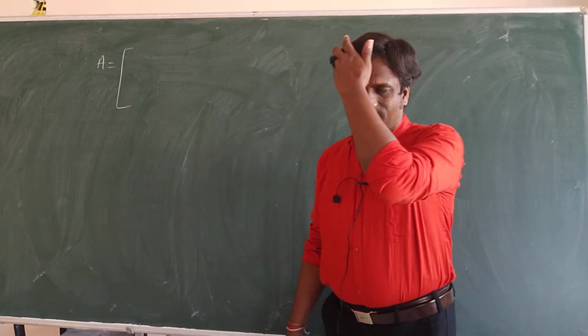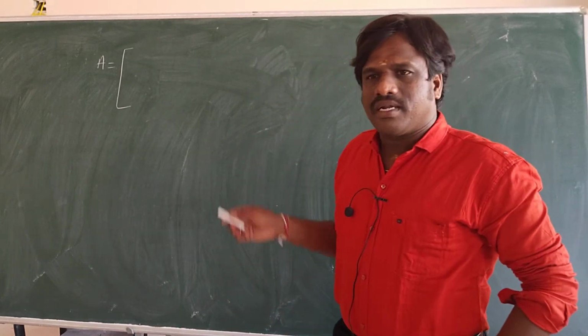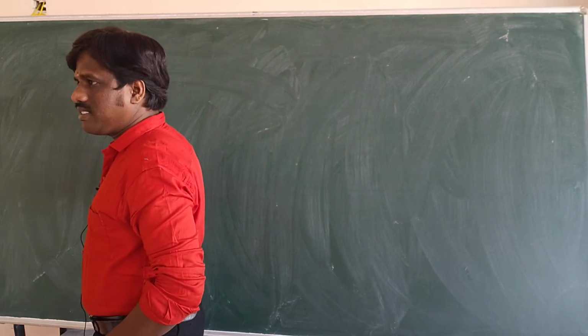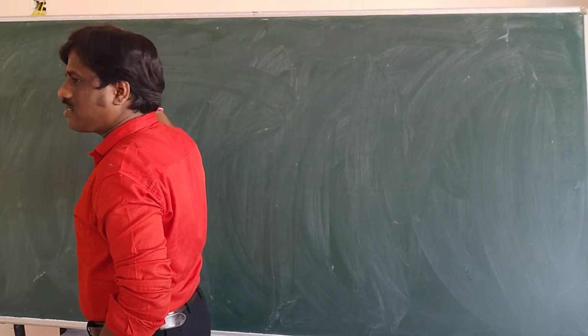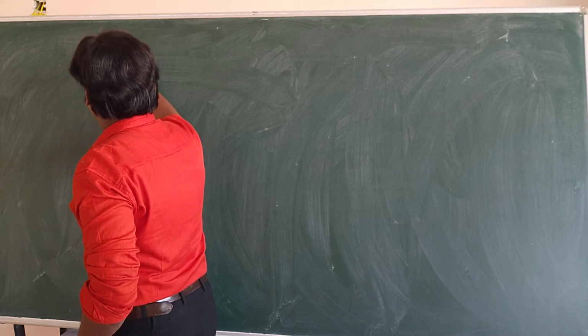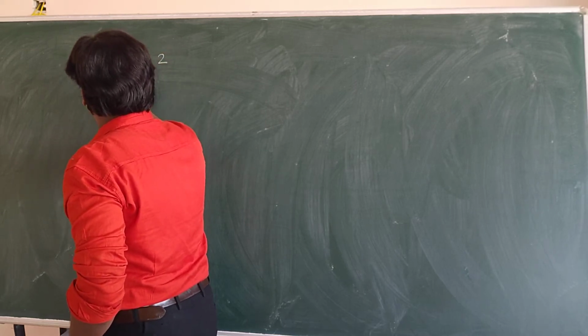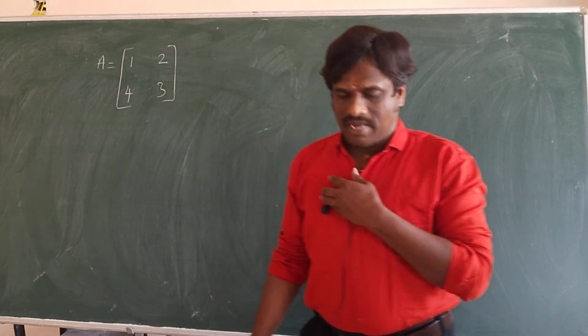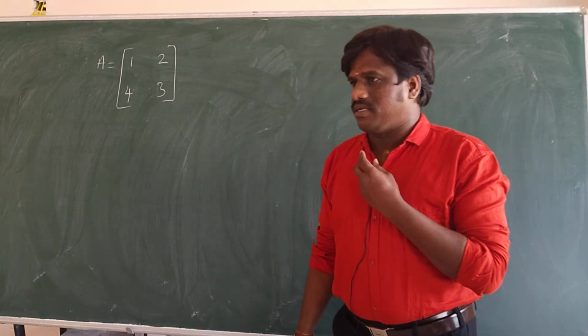In the previous lecture we discussed the 2 by 2 matrix inverse formula. So let us solve one example. Tell me one matrix. 1, 2, 4, 3. So this is the matrix, and I want to find the inverse of this matrix.